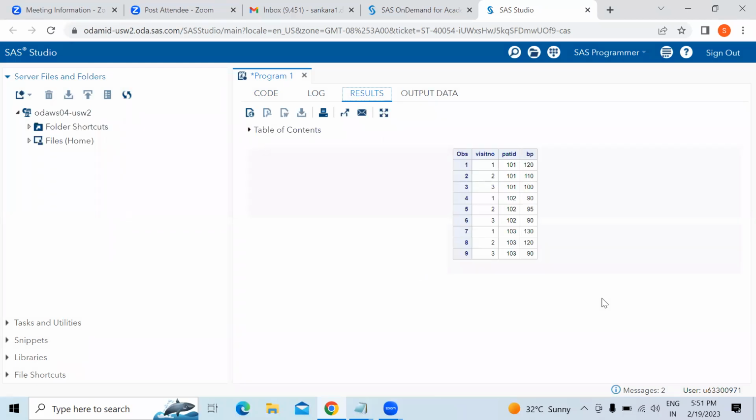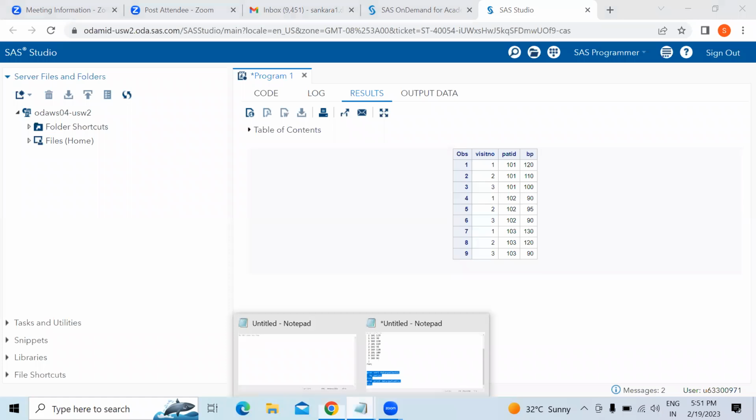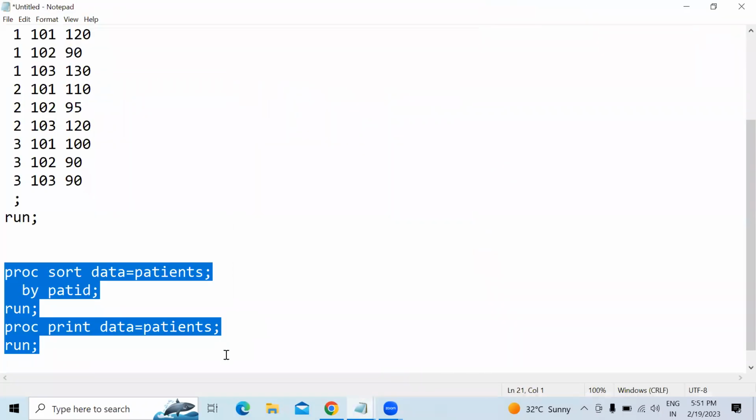All of you look into this output. Previously 101 was in different row positions. Now all 101s are in continuous positions. 102 is continuous. 103 is continuous. Okay. Once I got it, observe what task I am going to achieve.